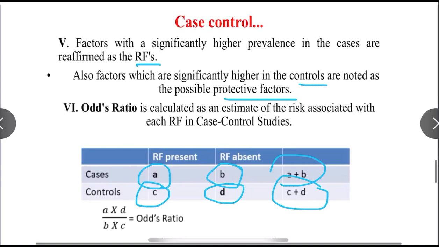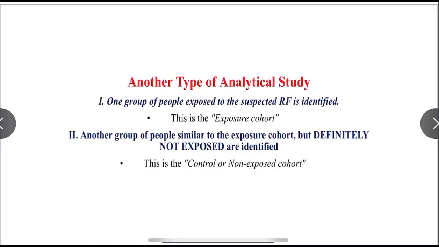Then what we do, we do A into D upon B into C, and that's how we can identify the odds ratio and identify the risk factor.